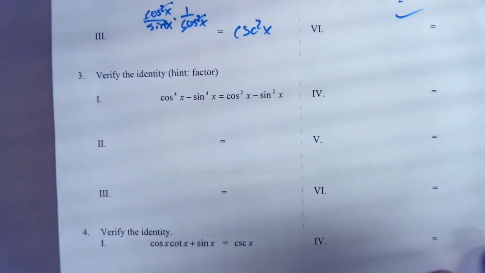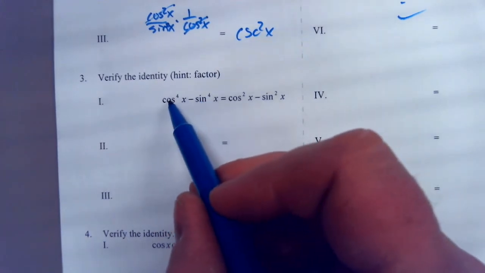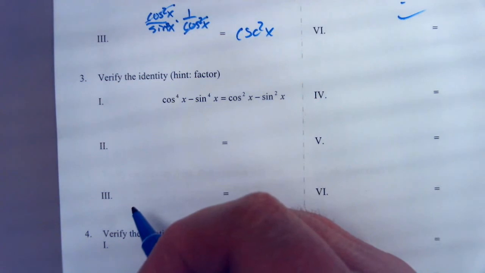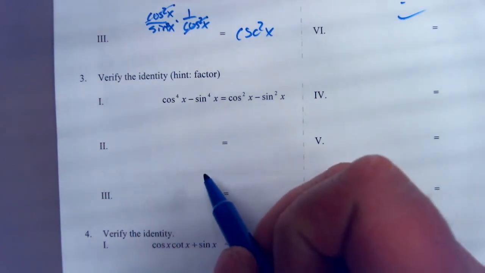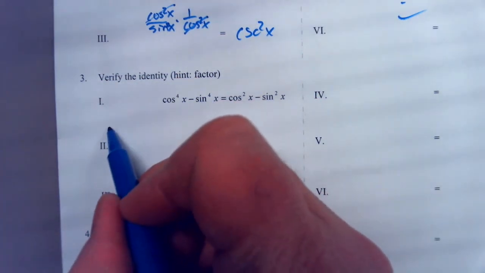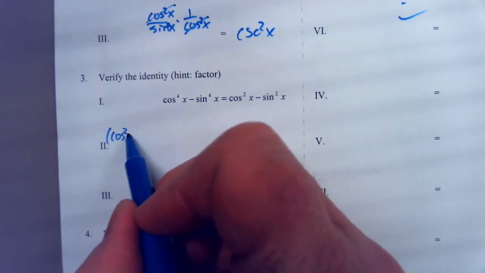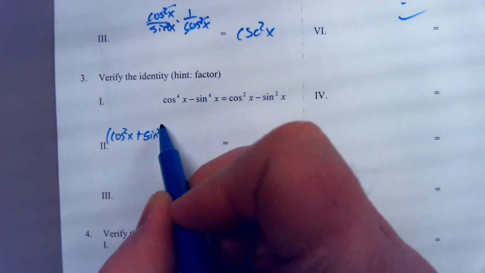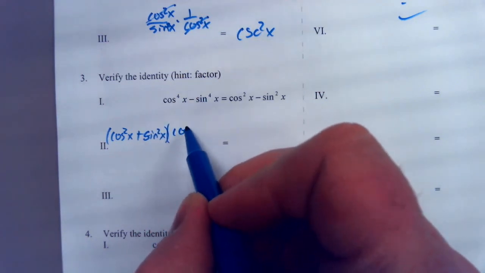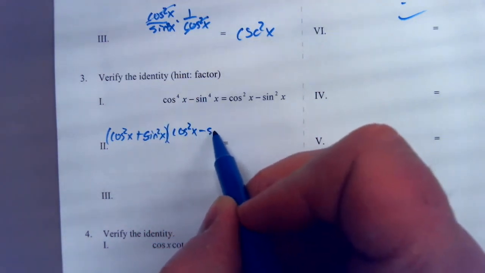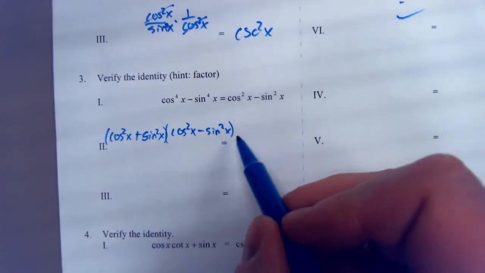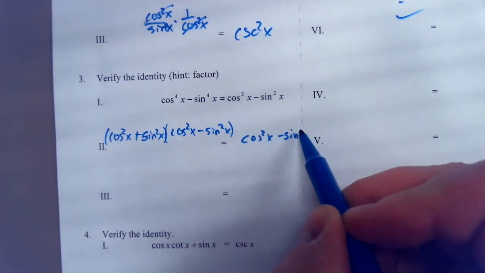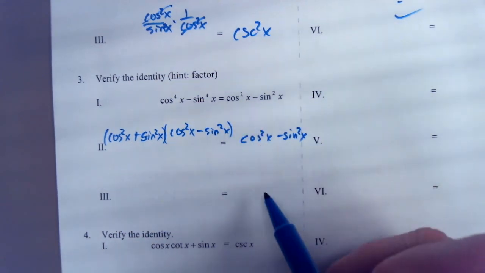Let's look at number 3. Notice that we have a thing to the 4th power minus a thing to the 4th power. That's a difference of squares pattern, so I'm going to factor it into the cosine squared x plus the sine squared x times the cosine squared x minus the sine squared x. And that's equal to our right side.